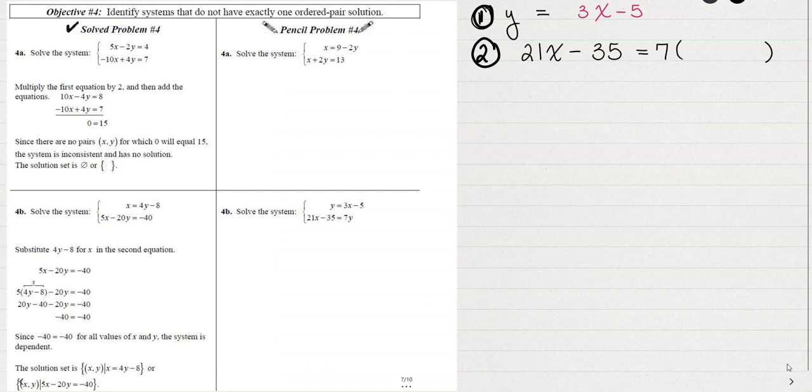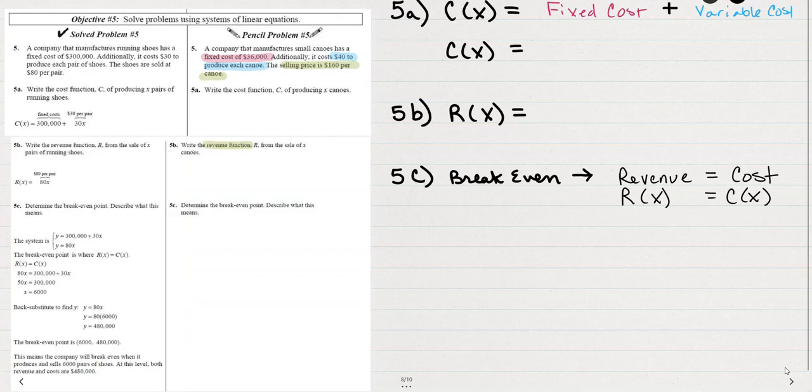Let's see, oh, it looks like this is a repeat of that first one. So let's go to example number 5. That was number 4. Let's look at number 5, our last problem in the video. It's a word problem. A company has manufactured canoes. We have fixed costs, variable costs, and we have how much they're going to sell these for.